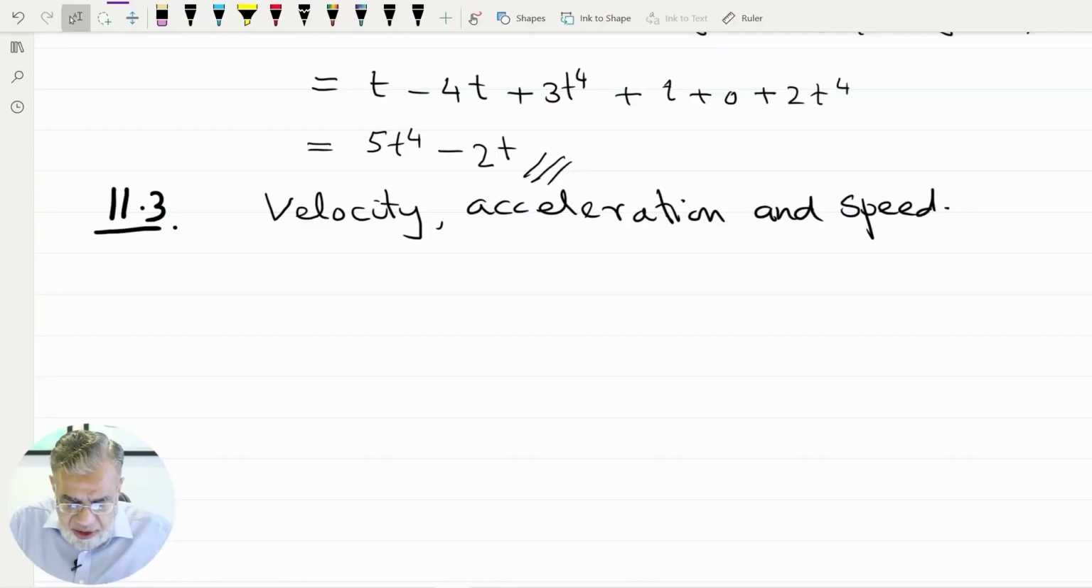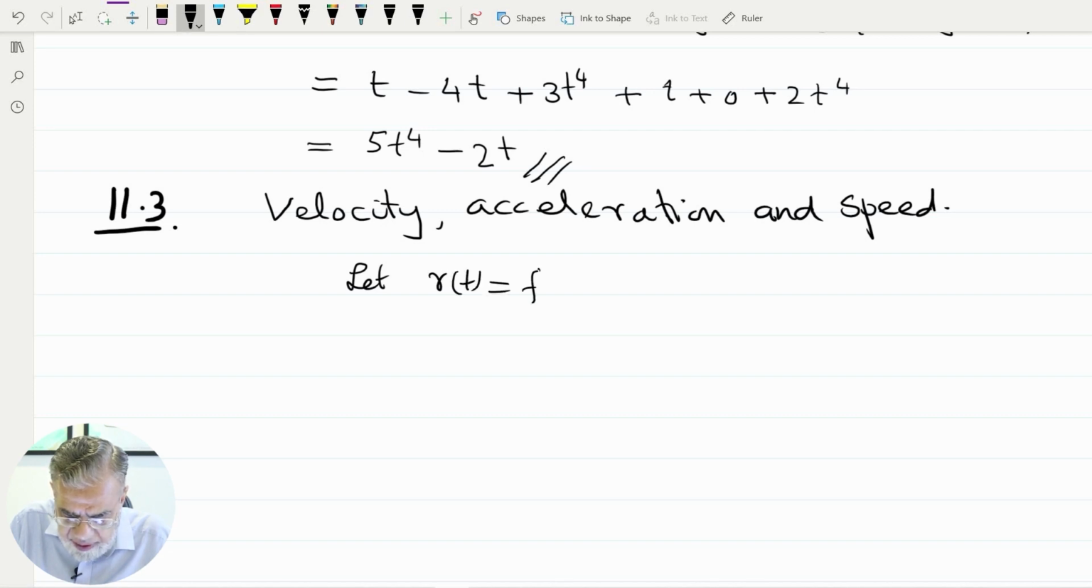But here our motion is along the curve, and the curve is given by the vector valued function. And we have seen that we can find the first derivative and second derivative of the vector valued function. So apply this to find the velocity, acceleration and speed. So we have the curve given by the vector valued function r of t, and r of t is f of t i plus g of t j plus h of t k.